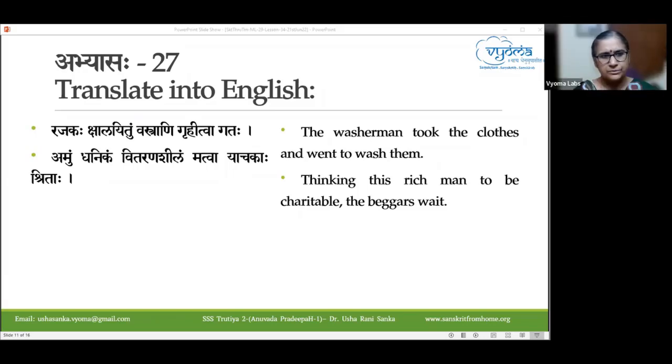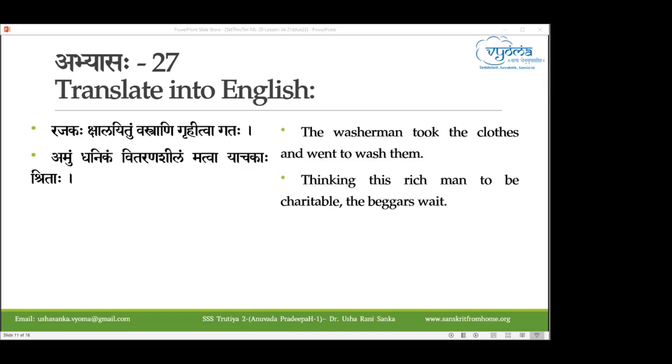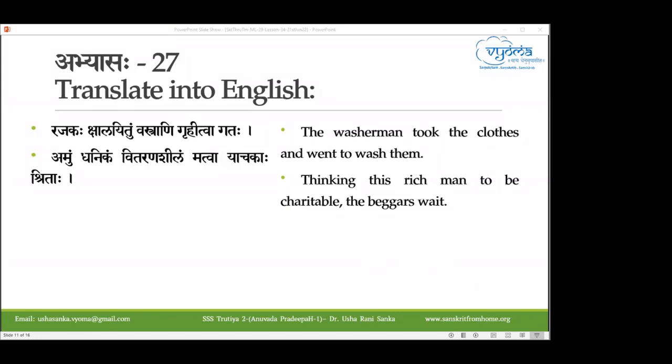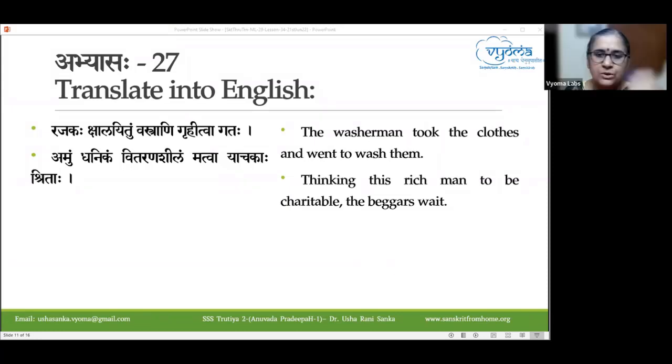No, no, no. Having considered his rich and charitable nature. Again, you are going to nature, not to the person. Ma'am, what role does amum play here? This person. This particular person. Shrita is approach only. So there is no other word.